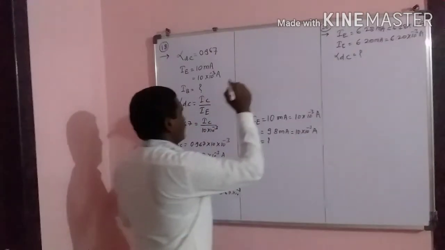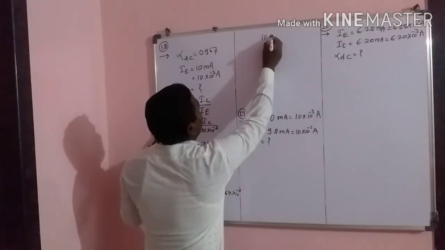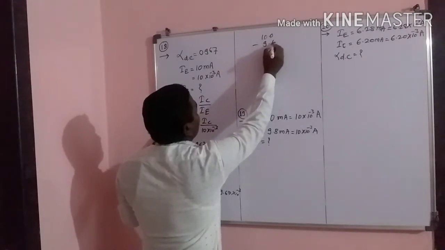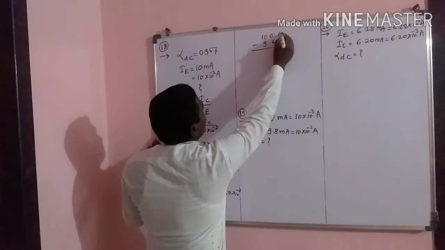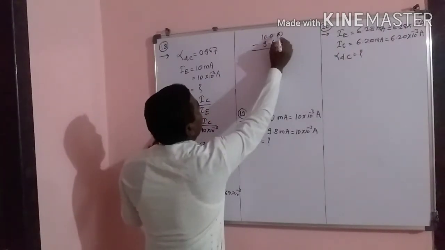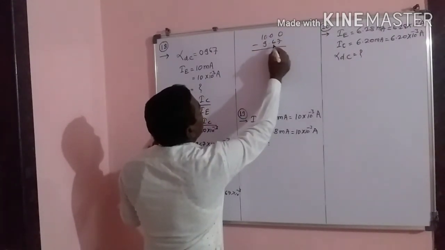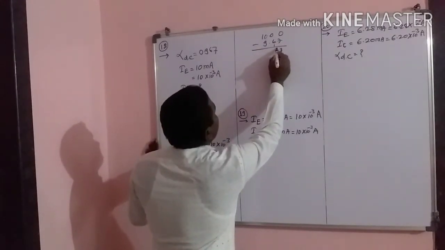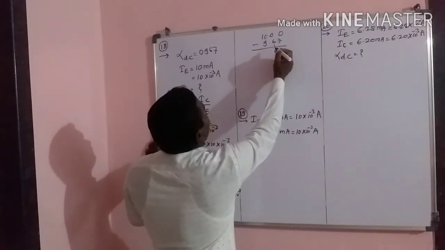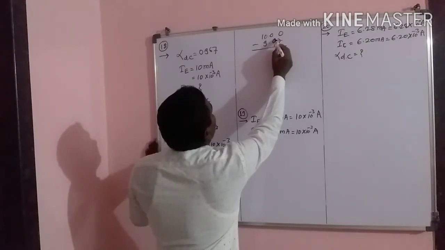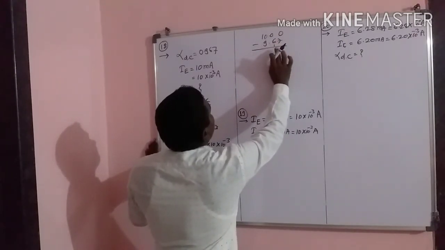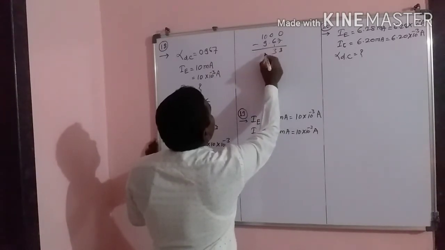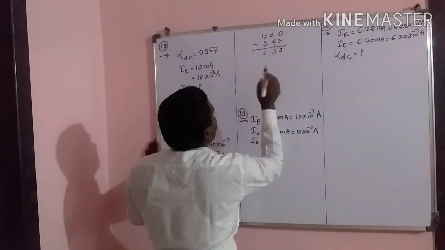The 10 to the power minus 3 is taken common, and we should only do the subtraction between 10.0 and 9.67. That means 10.0 minus 9.67. Here we take the subtraction: 10 minus 7, that is 3. 10 minus 4, that is 6. 10 minus 7, that is 3. And again 10 minus 10, 0, that is 0.33.